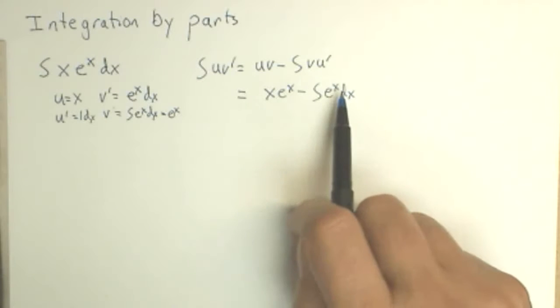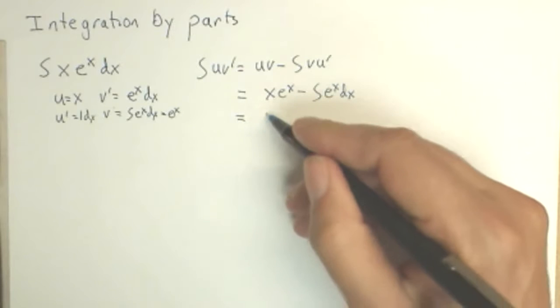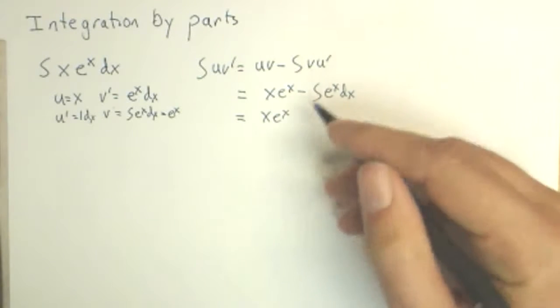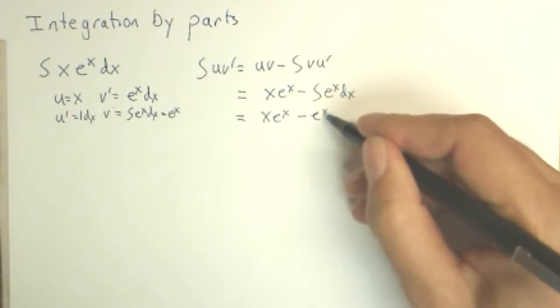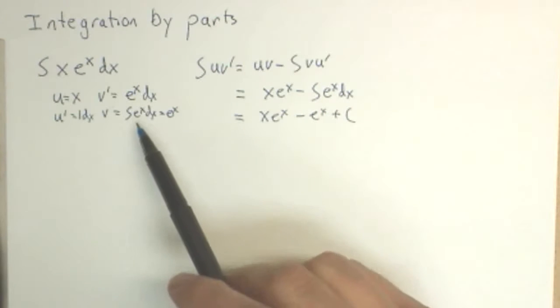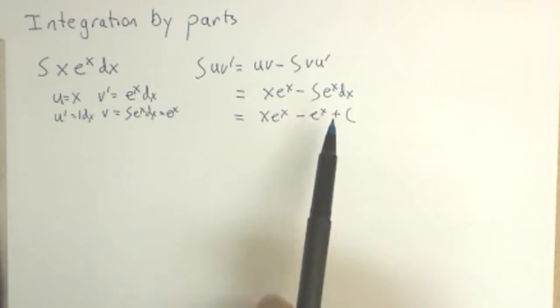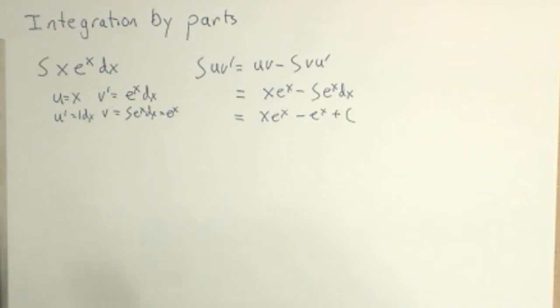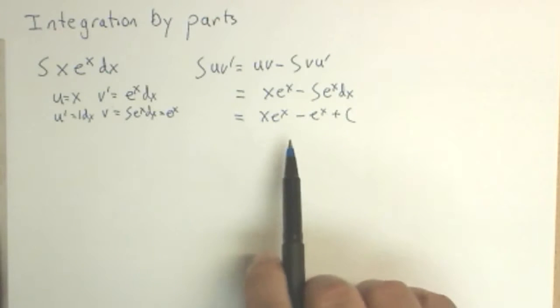And of course, we know the integral of e to the x is simply e to the x. So our solution is x e to the x minus e to the x. At the last stage, we'll actually add in a constant. We don't bother with it while doing the integration by parts formula, but we do need to put it in here. So we have our answer, and we can check this answer.